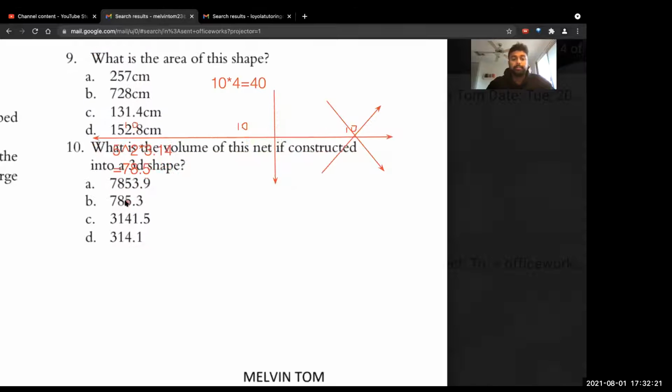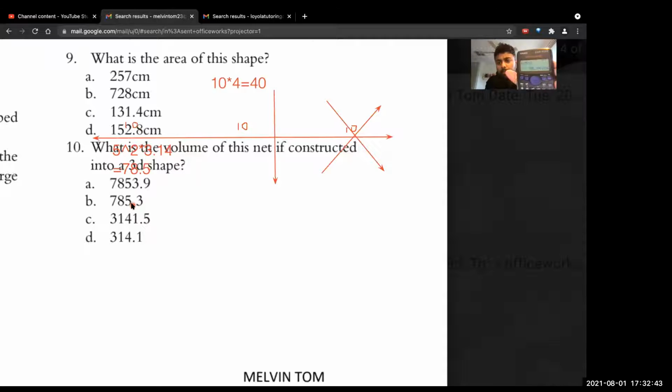The reason I have 785.3 is because when I used my calculator, I didn't use 3.14. I used the actual pi function. So that's the pi function in the calculator. So I did that times 25 times 10.